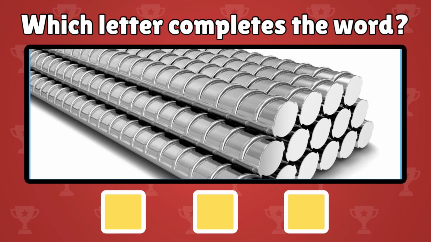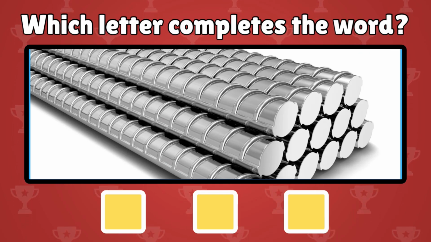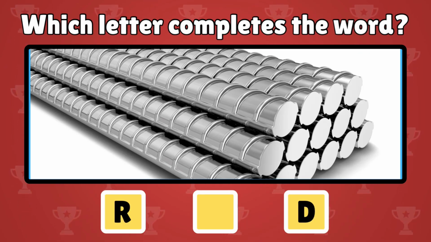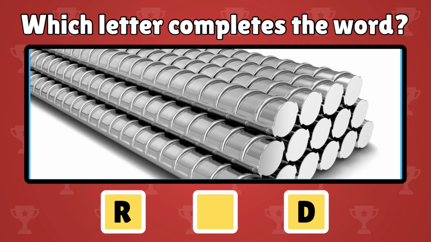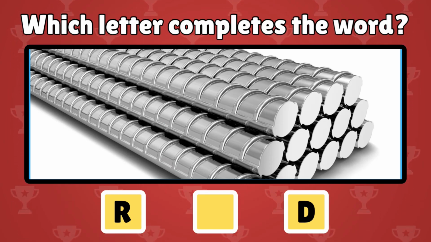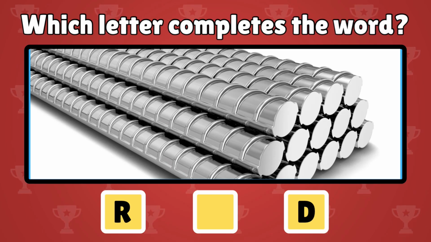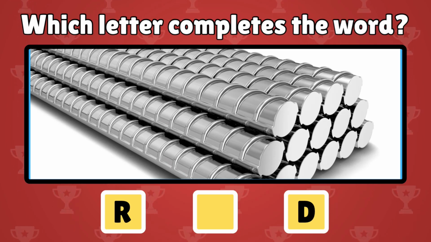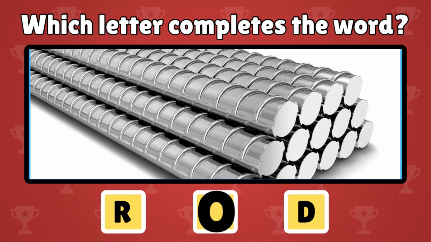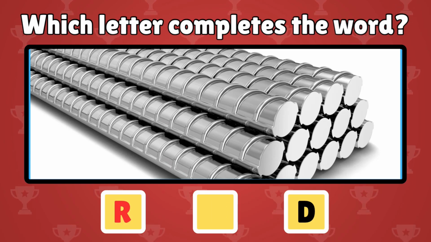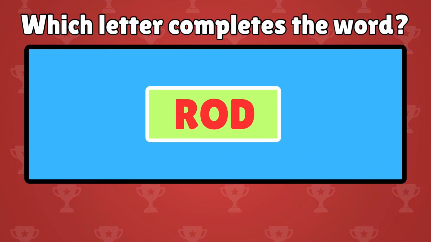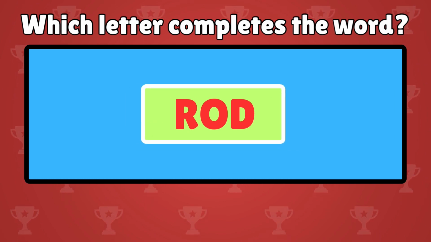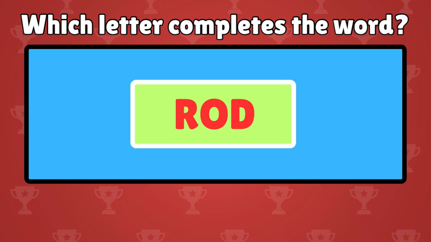Look at the picture. It is a rod. Here, vowel is missing. R, D, which letter completes the word? It is O, R, O, D. Rod. Can you say it again? R is for rod. Rod.